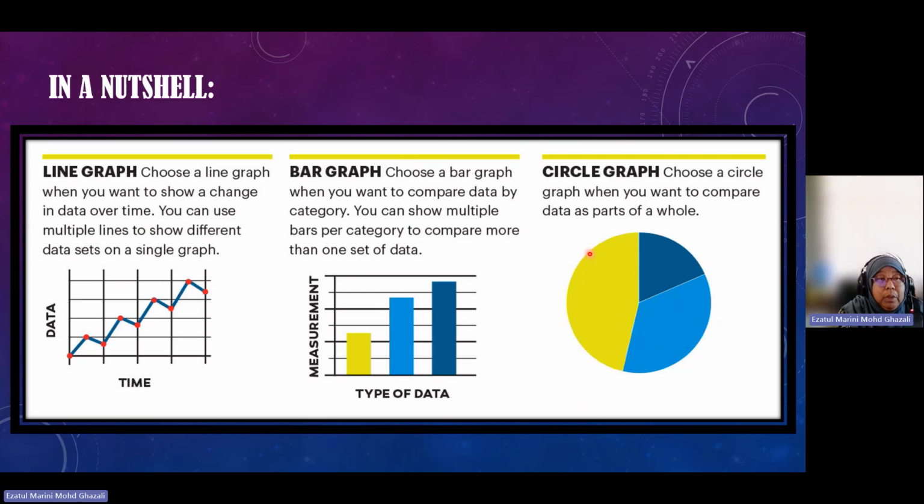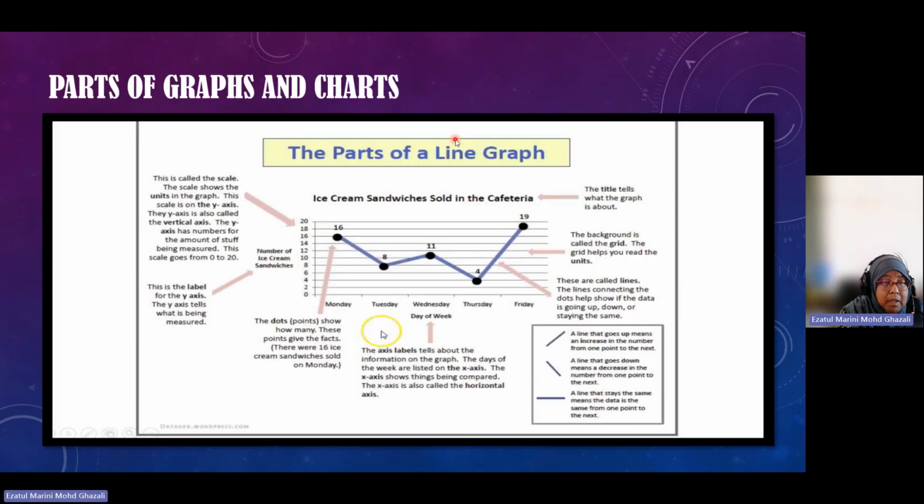Right. You can always go to Microsoft Word and explore the types of graphs that are available. All right. In the section of graphs and charts. Yeah, smart chart, if I'm not mistaken. Right. Next, we are going to have a look at the parts of graphs and charts.